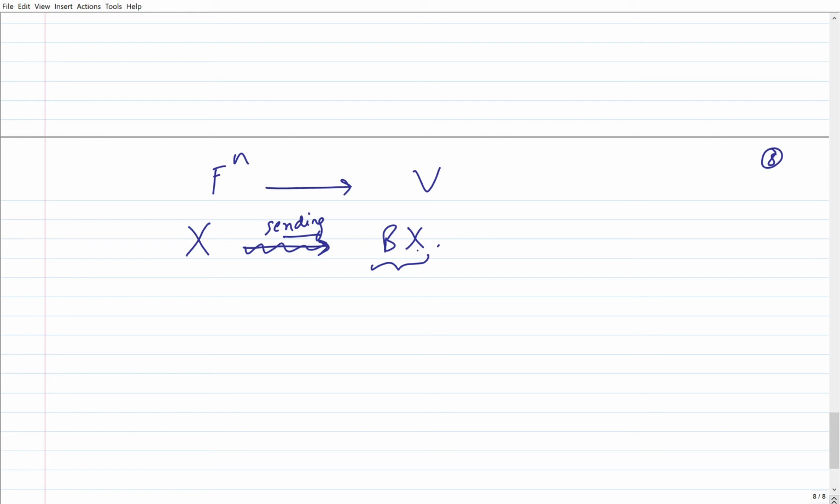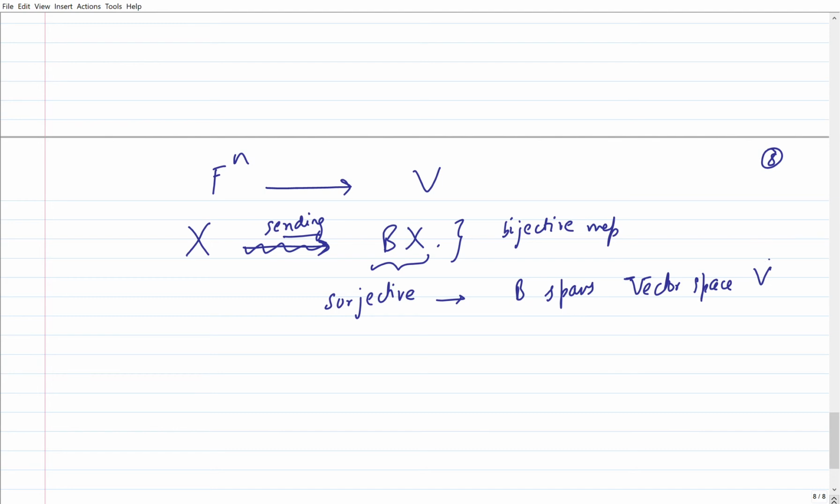So why is this a bijective map, or why is this an isomorphism? Well, it is surjective in the sense that B spans the vector space V. So it is true that every vector in V would have a pre-image in F^n, and it is injective.